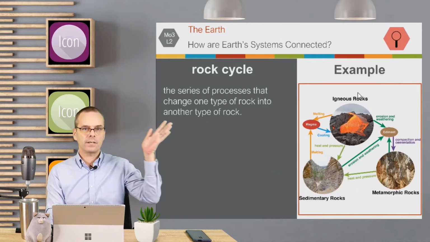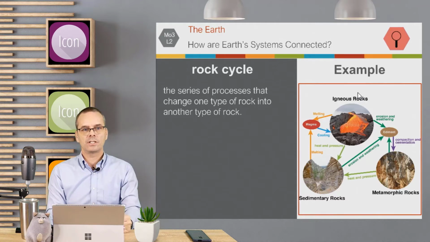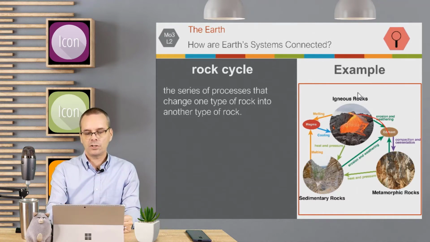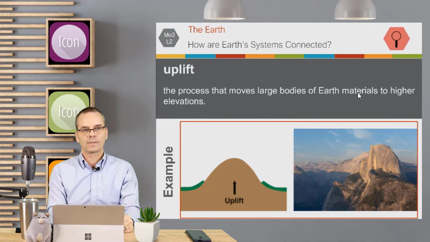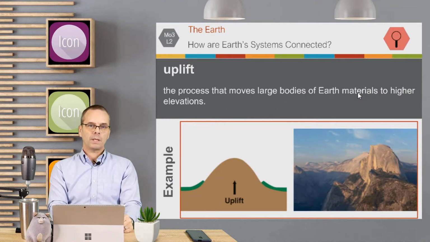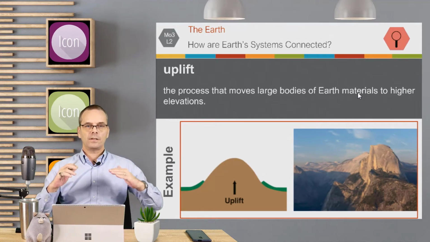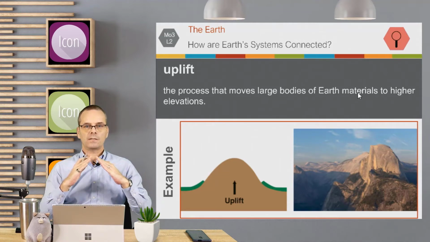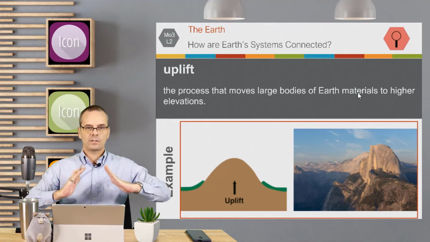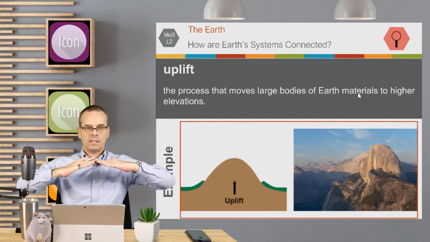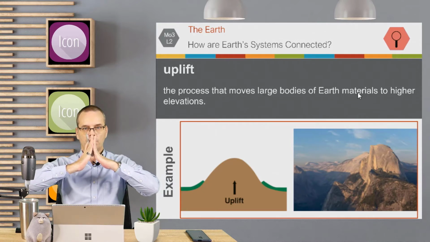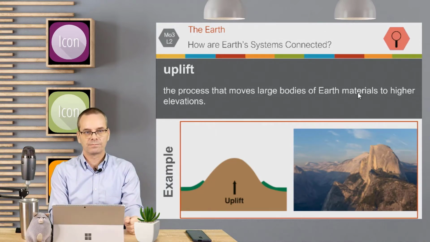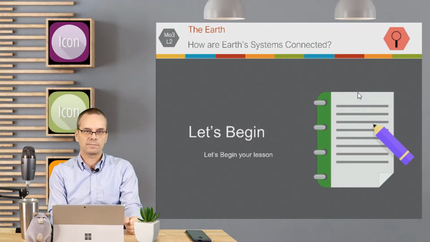A rock cycle is a series of processes that changes one type of rock into another type of rock. And again, it's a cycle. All right? So we call that the rock cycle. You also have what they call uplift. Uplift is the process that moves large bodies of Earth's materials to higher elevations. You know, sometimes it's squeezing the Earth's surface, and so what happens is it starts to go up, and it uplifts, and that's how you create mountains. So let's go ahead and begin your lesson.